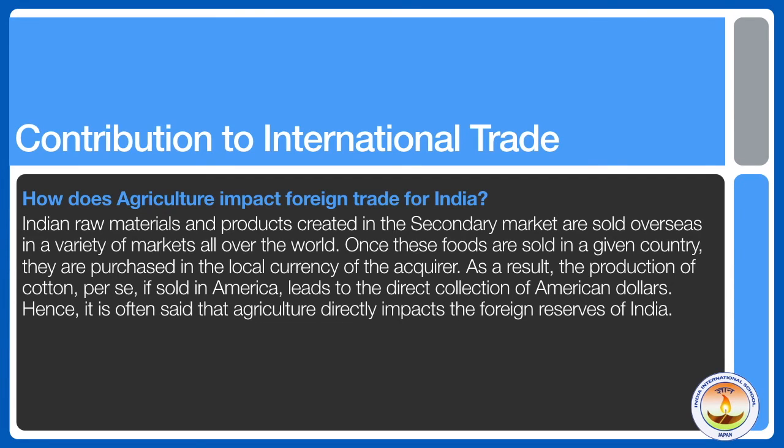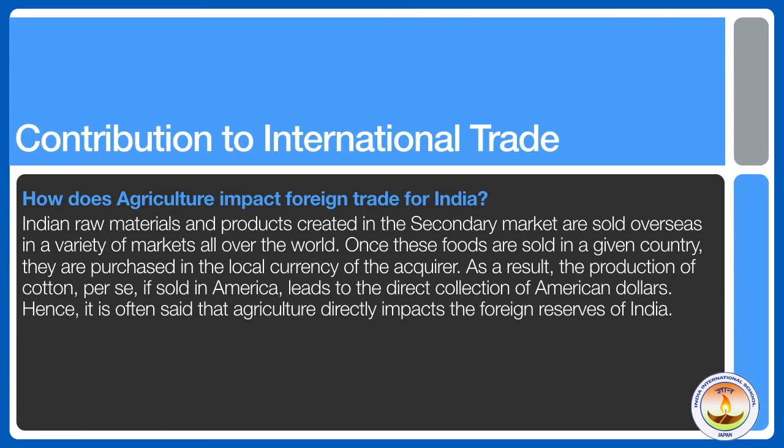So, as a result, we can say the production of agricultural products like cotton or wheat or whatever it may be that are sold in foreign markets is a direct correlation to the amount of American dollars or Japanese yen, or any other foreign currency, that we're holding. So, as a result, the production of cotton, if sold in America, leads to the direct collection of American dollars. By the same logic, the production of rice sold in Japan leads to a direct collection of Japanese yen. Hence, we often say that agriculture directly impacts the foreign reserves of India.